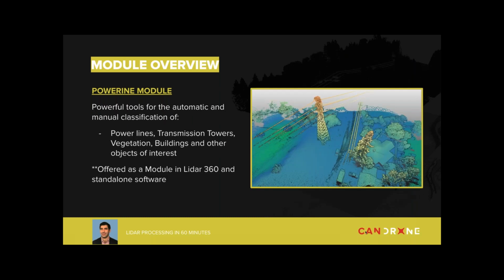And the last module inside LiDAR 360 is the power line module, providing you with automatic and manual classification of power lines, transmission towers, vegetation, and other objects of interest. It can be used to detect danger points, such as vegetation encroachment and tree fall hazards onto those power lines. You can quickly generate reports that can be exported into KMLs. The power line module can be purchased as an add-on for $1,000 US. It can also be purchased as a standalone tool for $6,000 US on its own.